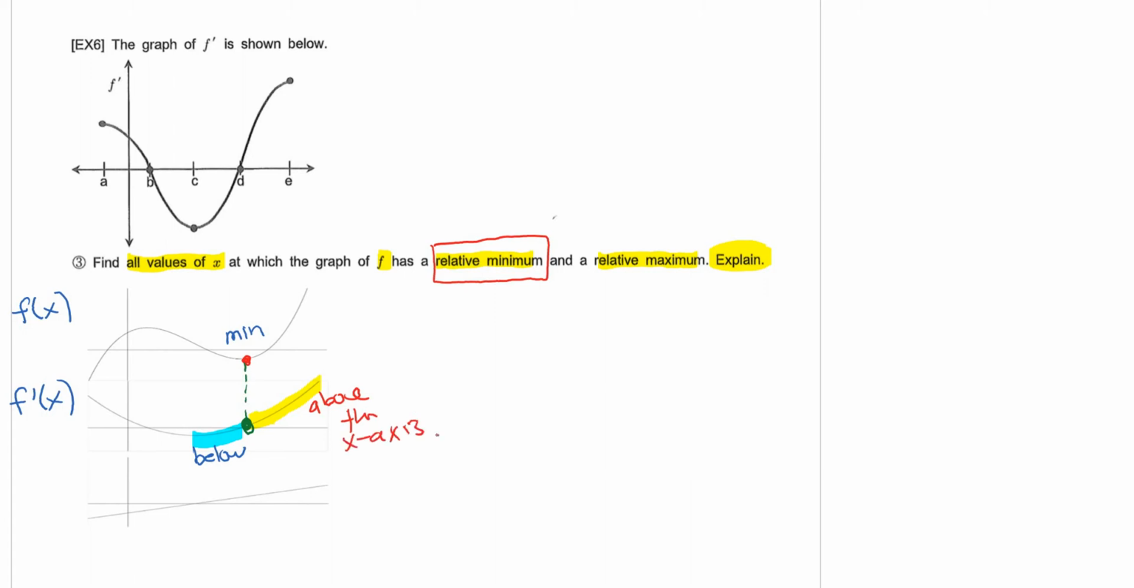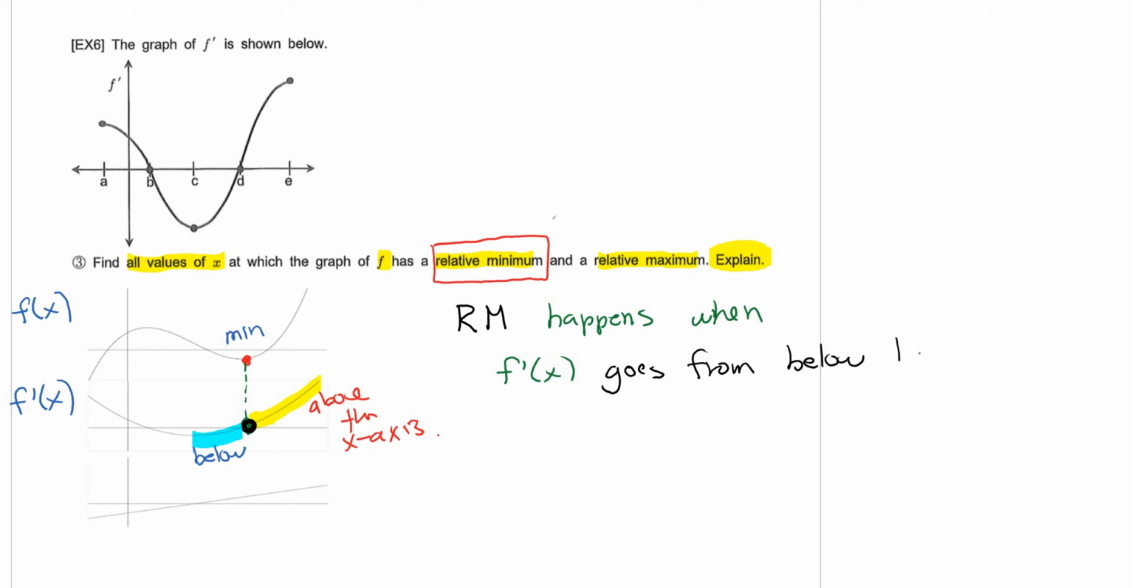Okay, so the justification is this. When I have a relative minimum on the original graph, my derivative graph, first of all, has an x-intercept, and on the left-hand side, I'm below the x-axis, and on the right-hand side, I'm above the x-axis. Okay, so let's write that down. A relative minimum, I'll say RM for short, happens when f prime of x, the graph of the derivative, goes from below to above the x-axis.